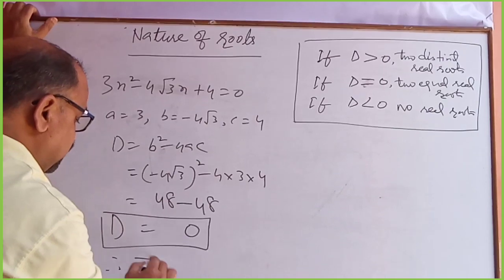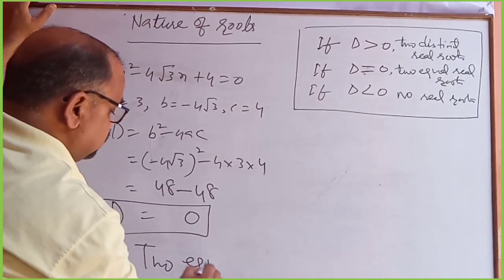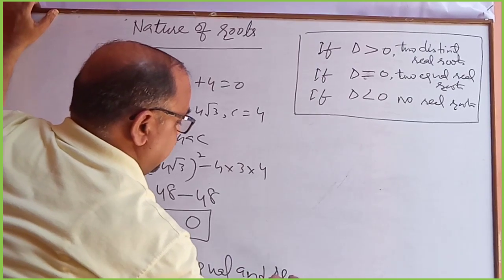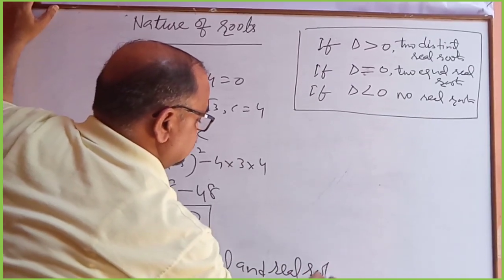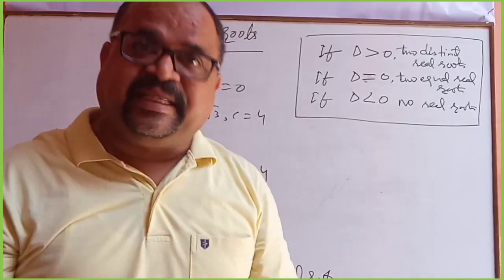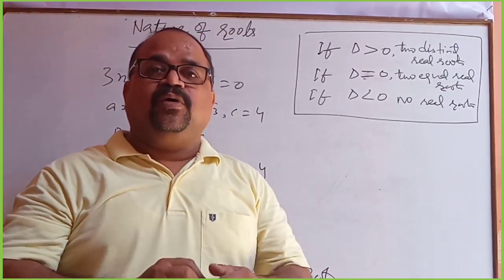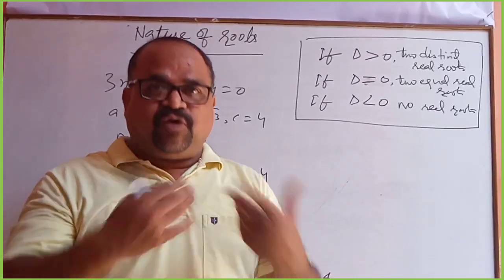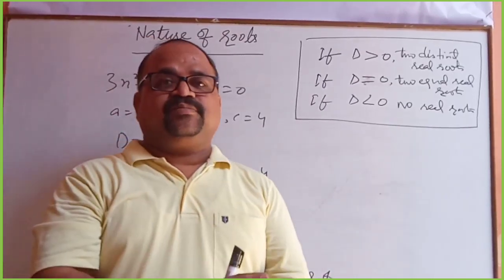So therefore two equal and real roots. Dear students, after getting the value of D, that is discriminant, we come to know whether the roots are real and unequal, real and equal or no real roots.